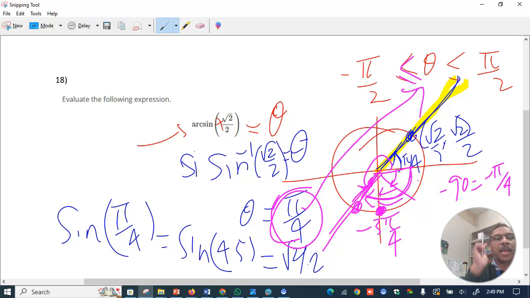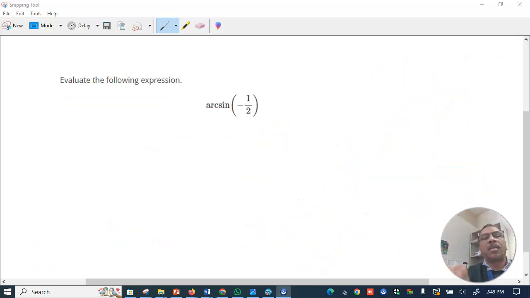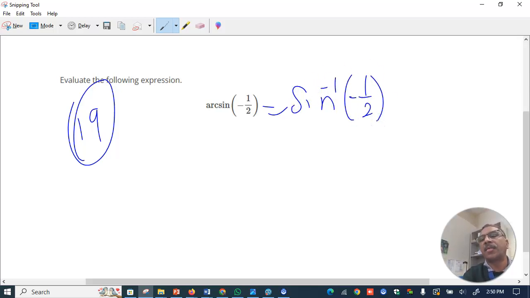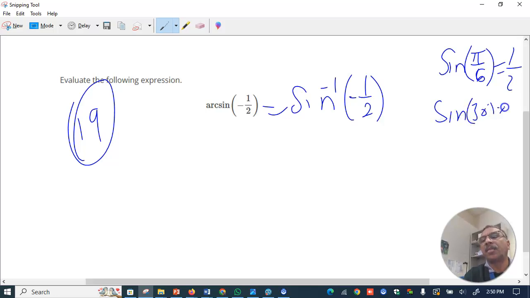So hope that helps. Let's move on to the other. Question number 19, check your assignment paper. This one is sine inverse of minus half. When you look at it, suddenly you have to know that sine pi by 6 should be at the back of your mind, and this is half. So sine 30 is half, right? So sine of 30 is half.